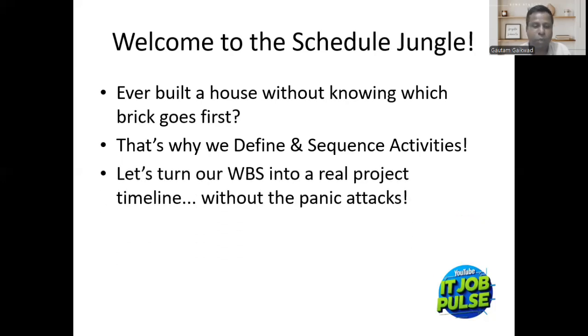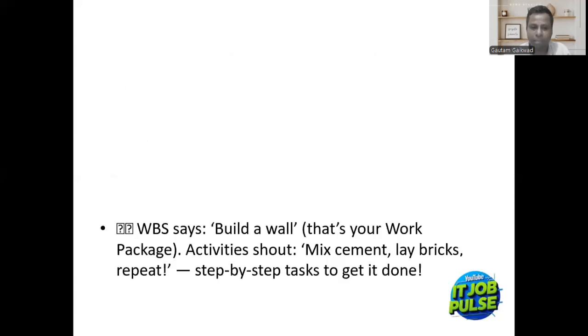So let's turn our WBS into a real project timeline without the panic attacks, like the example I gave you, facing a tiger in the jungle. We want to make sure that we don't have any panic attacks when we start working on the project timeline. So what the work breakdown structure says is: build a wall. That's your work package. So we have got the WBS structure, and build a wall is nothing but your work package.